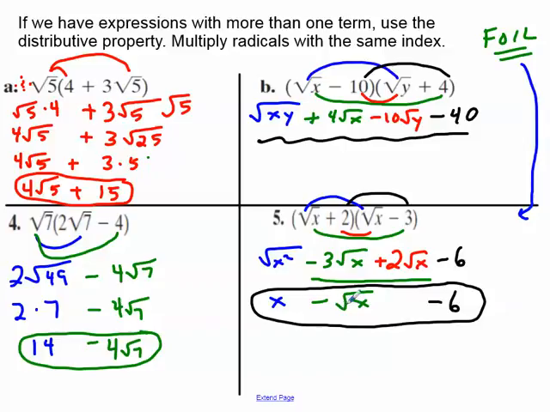Combine any like terms. These are not like terms. These are not like terms. X and 6 are not like terms. Done.